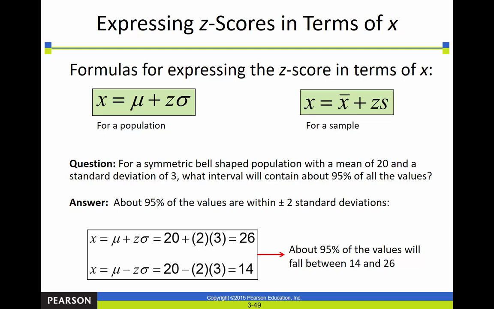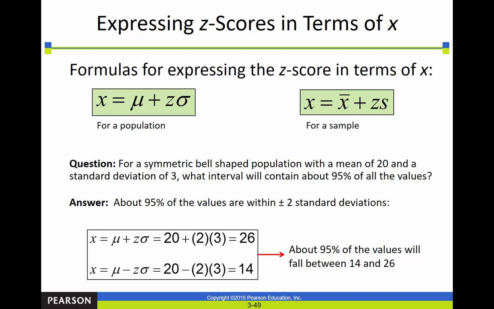So here's our question: for a symmetrical bell-shaped population with a mean of 20 and a standard deviation of 3, what interval will contain about 95% of the values? Remember that we say plus or minus 3 standard deviations will contain 99.7%, but we have to find 95%. And that's contained within plus or minus 2 standard deviations.